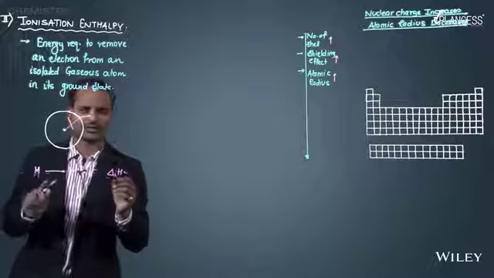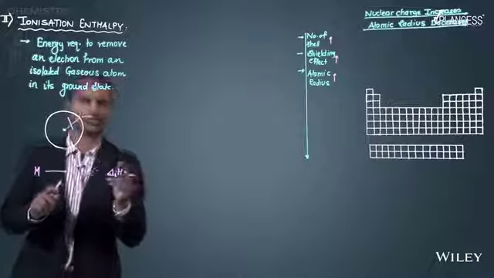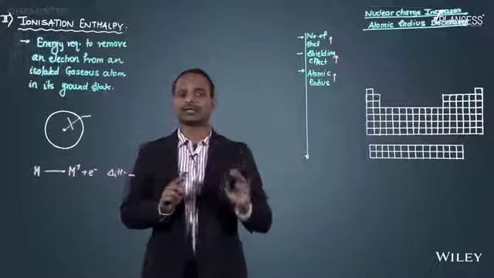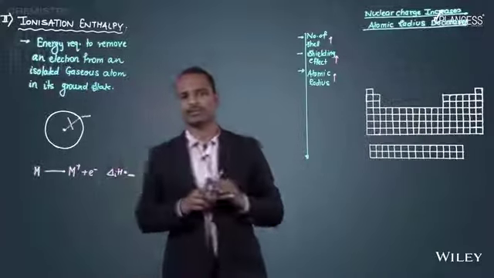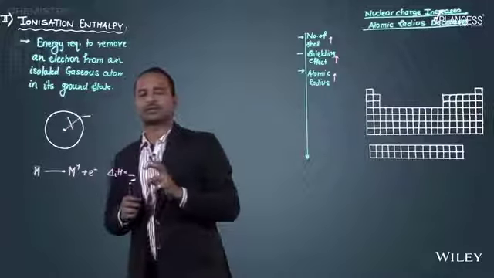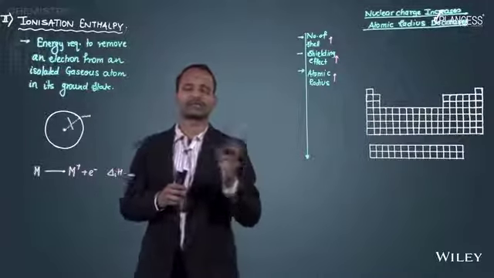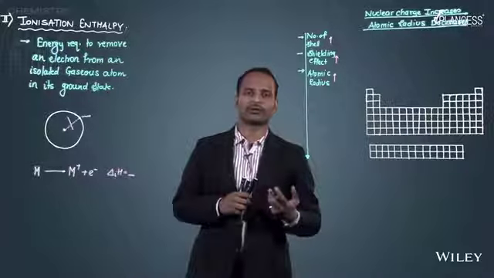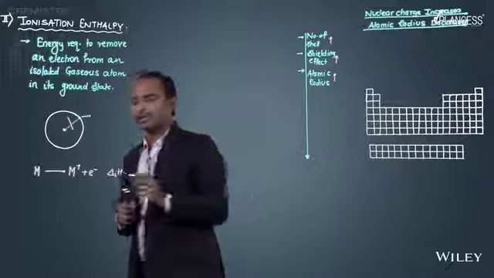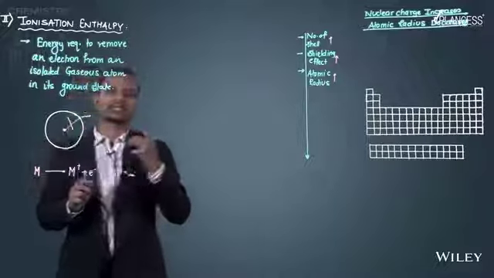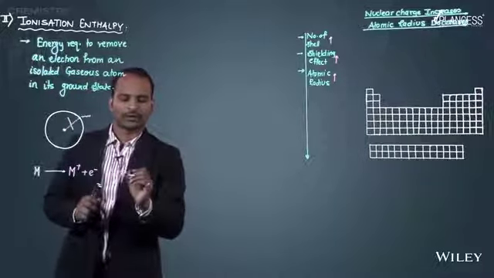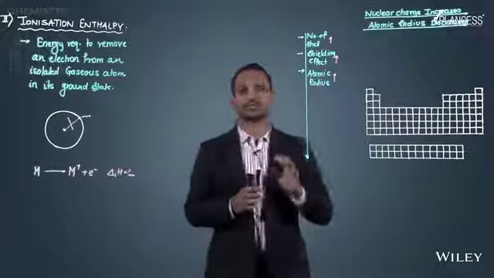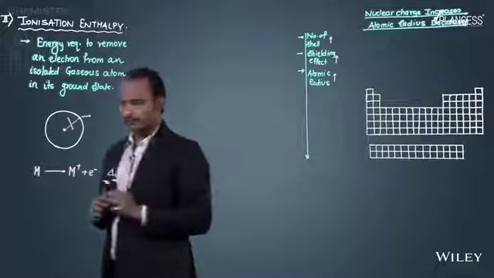Whatever energy is absorbed is enthalpy. Enthalpy represents the amount of heat absorbed as well as evolved, and it is represented by a positive or negative sign. If heat is absorbed, the sign of delta H will be positive, and if heat is evolved, the sign will be negative. Since ionization enthalpy is the amount of heat absorbed, delta H is always positive. That means ionization enthalpy is always positive.